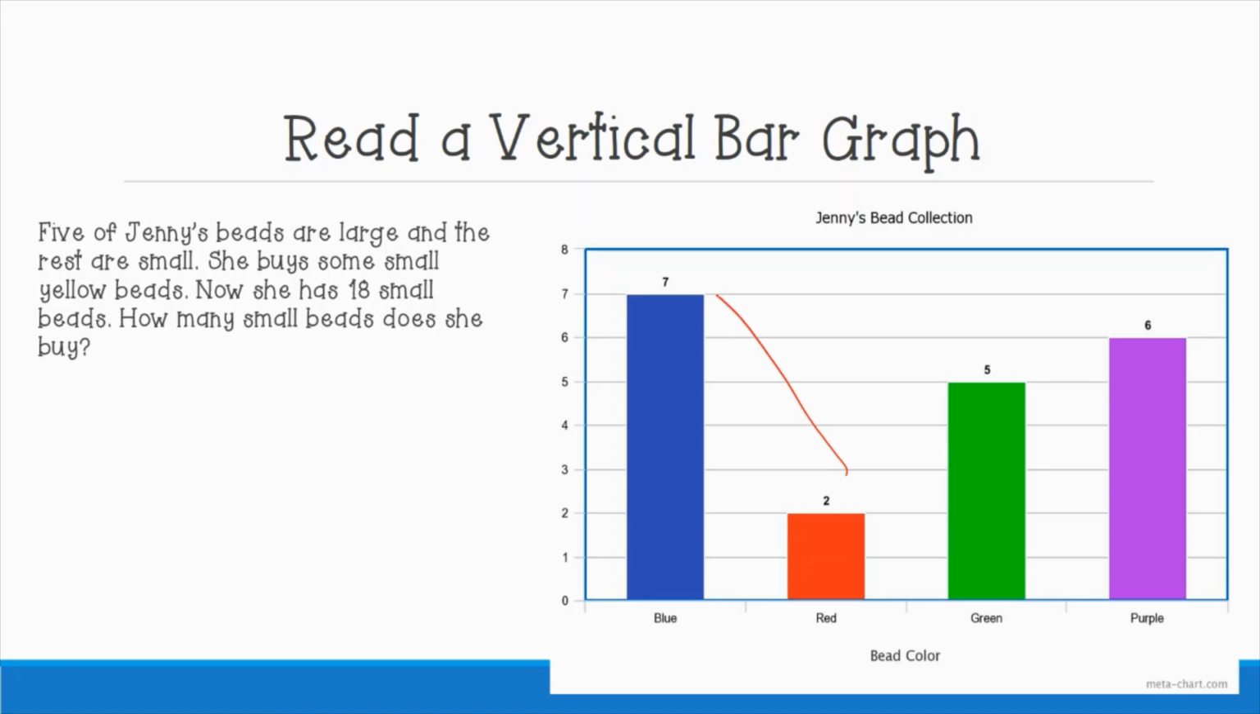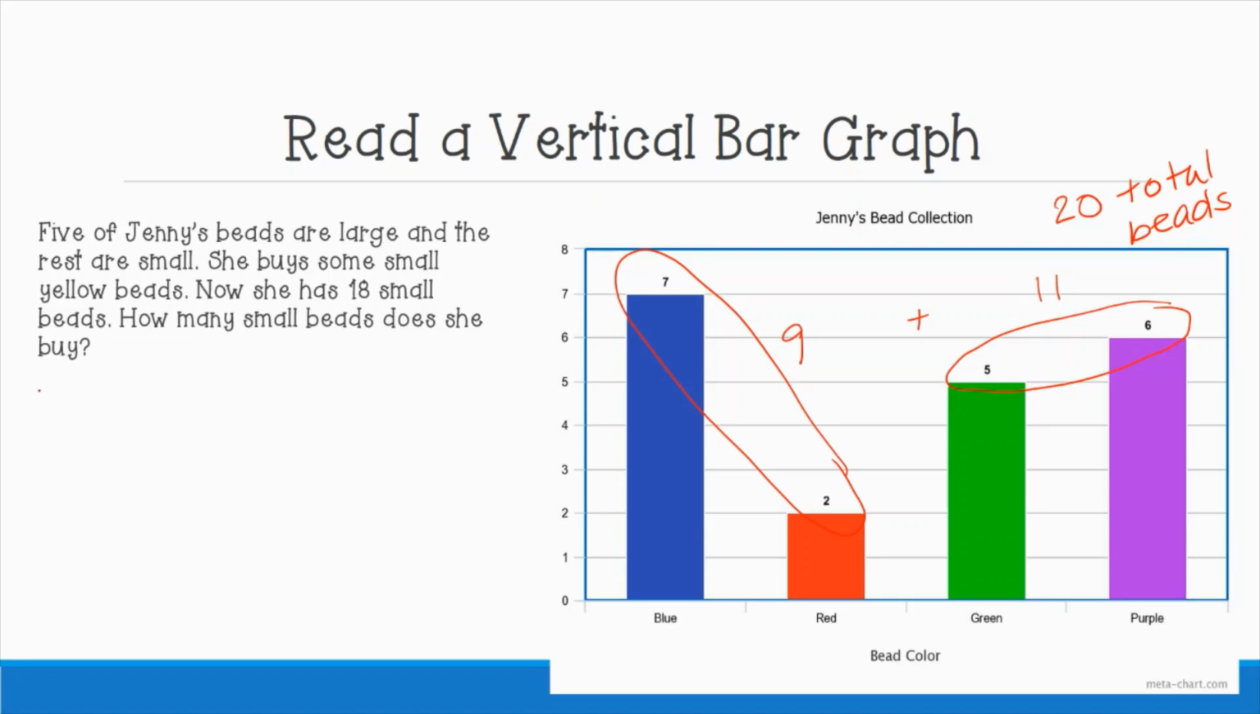So I have 7 plus 2, that's 9, and 6 and 5 is 11, and 9 plus 11 is 20. So I can just add those together. So I have 20 total beads. Now that I know that, I can get started. So this is really more like a 3-step problem.